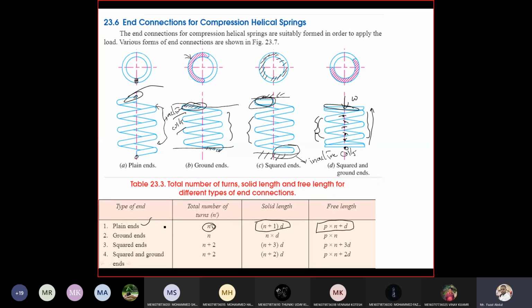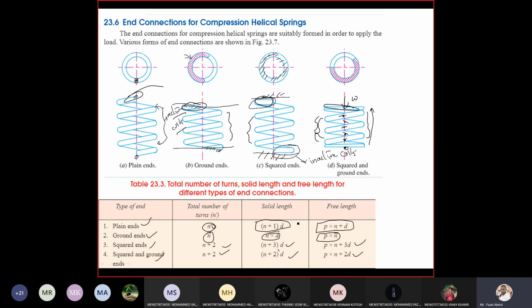If the question mentions a ground-ended condition, at that time the total number of turns we have to consider as small n, the solid length of the spring is n into d, and the free length of the spring is p into n. Squared end, if the question mentions squared end, in the same manner these values we have to remember. For square and ground end, these values you have to remember.